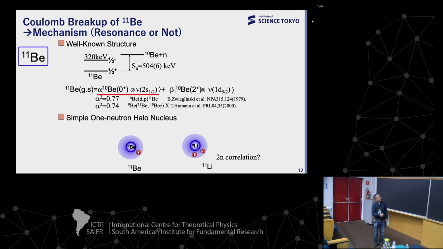And beryllium-11 has a simple structure, a one-neutron halo structure, while lithium-11 had a two-neutron halo structure, which is not so nice for understanding the mechanism because of the very complicated structure.